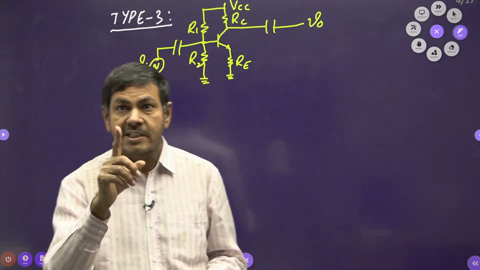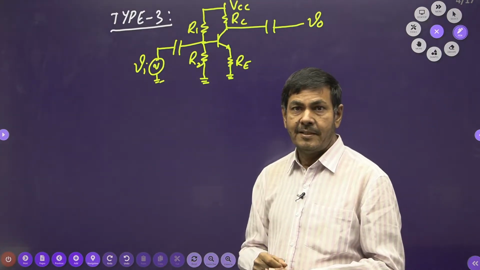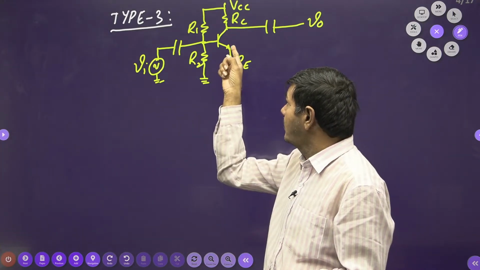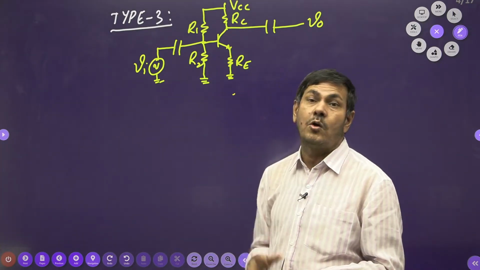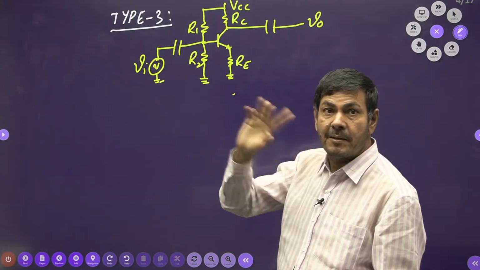In type 1, once again I am repeating, RE is connected in parallel with CE. In type 2, nothing is connected; the emitter is directly connected to the ground only. In type 3, only RE is connected. There is no bypass capacitor.